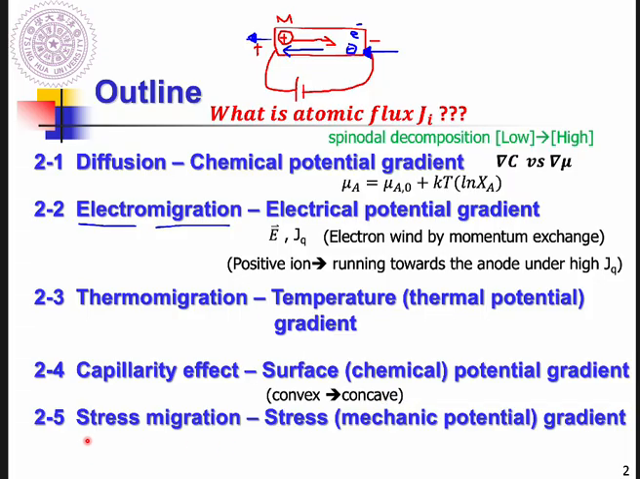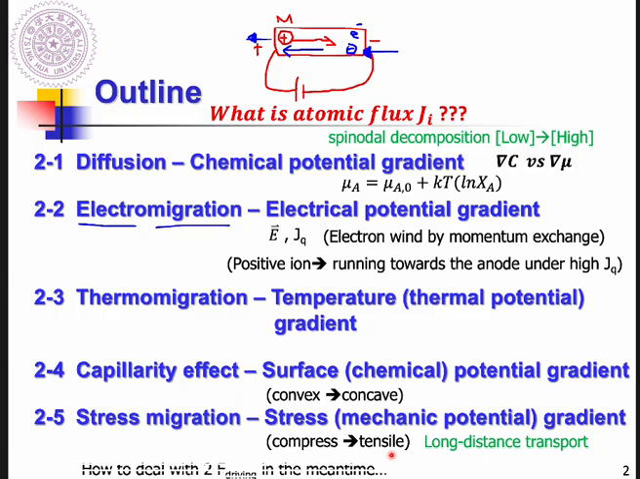And the last one we call stress migration, which means that they have a stress field, right? So the atoms at the compressive region tend to move to the tensile region, and that also leads to long distance atomic transport.